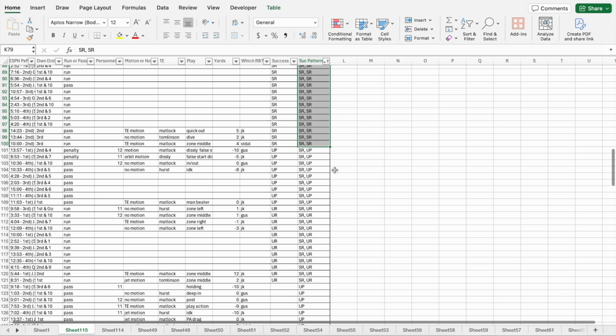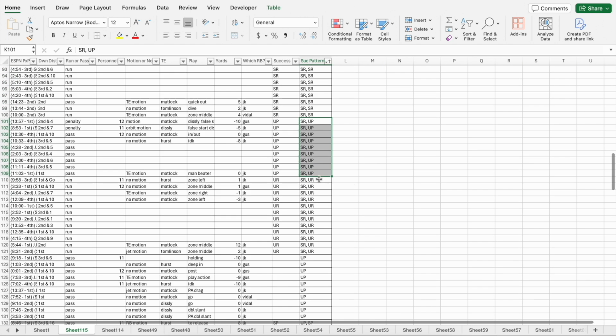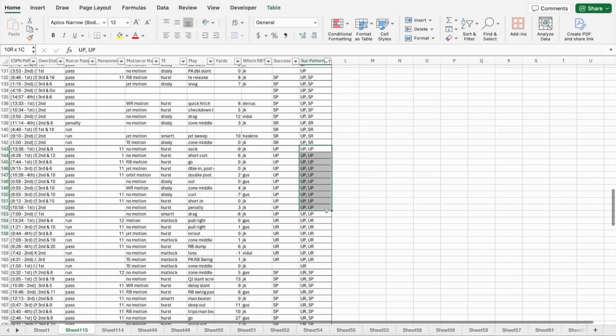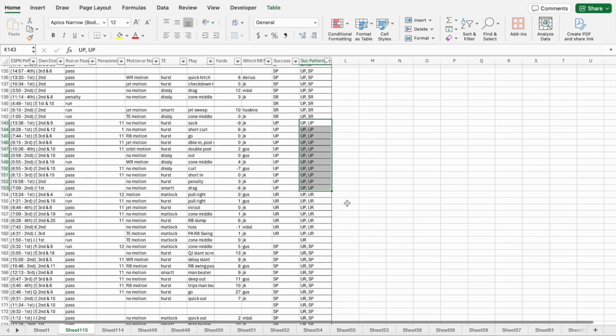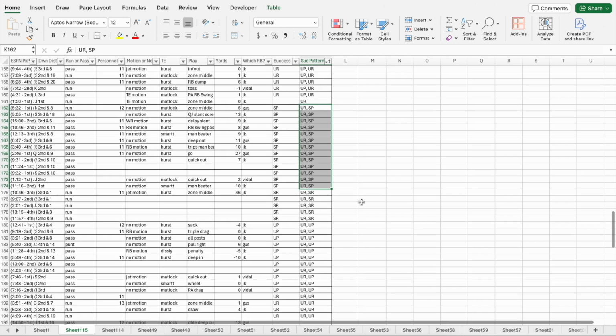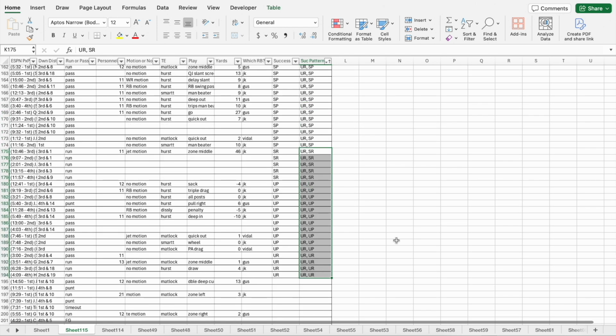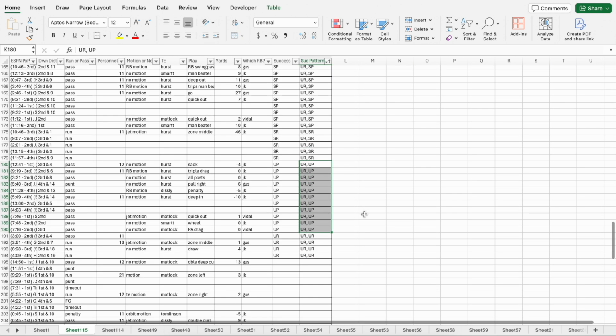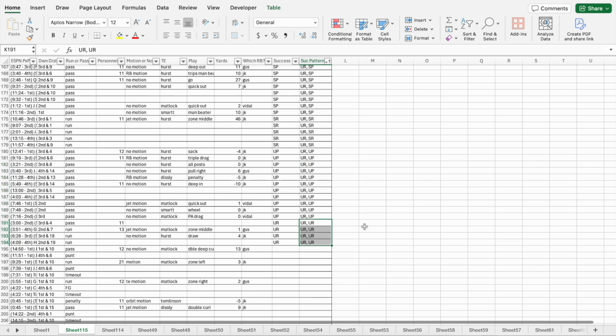And there are 9 successful runs followed by unsuccessful pass, 12 successful runs followed by unsuccessful runs, 7 unsuccessful pass followed by successful pass, 4 unsuccessful pass followed by successful runs, 11 unsuccessful pass followed by unsuccessful pass, 7 unsuccessful pass followed by unsuccessful runs, 13 unsuccessful runs followed by successful pass, and 20 unsuccessful runs. There are 5 unsuccessful runs followed by successful runs, 11 unsuccessful runs followed by unsuccessful pass, and 4 unsuccessful runs followed by unsuccessful runs.